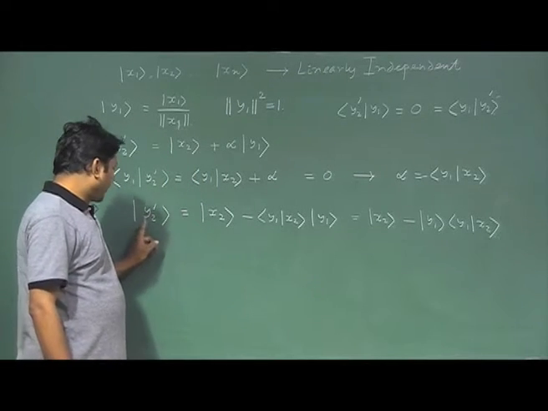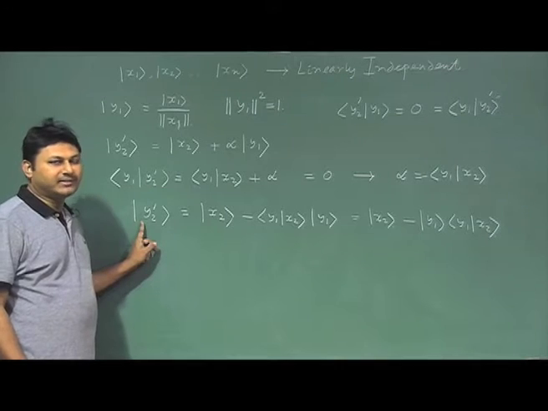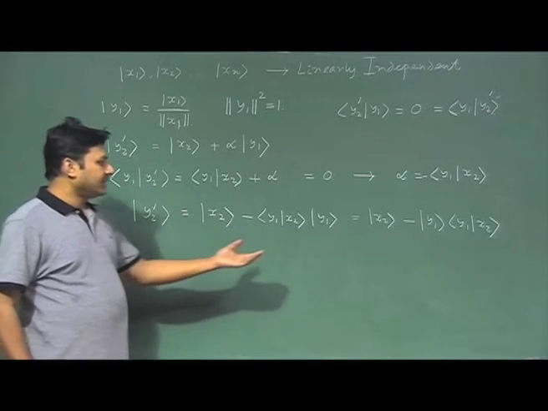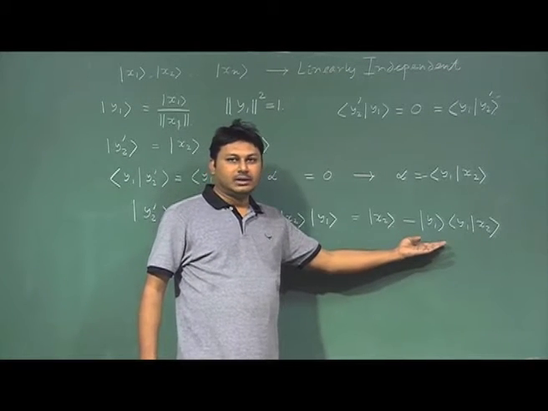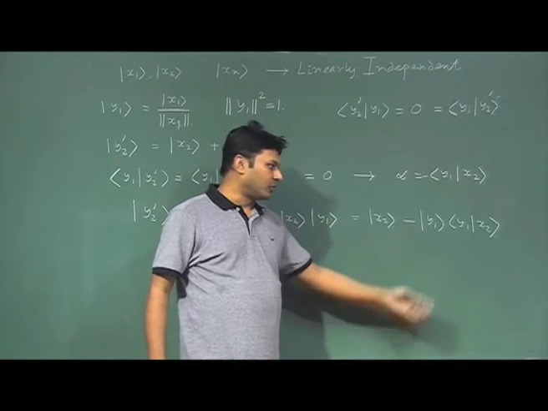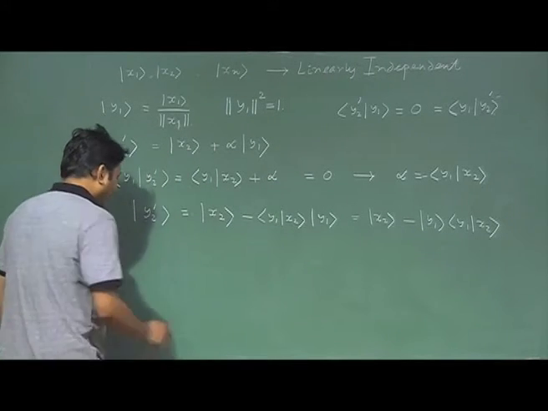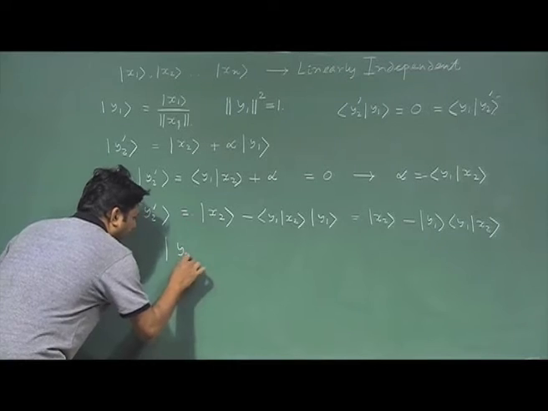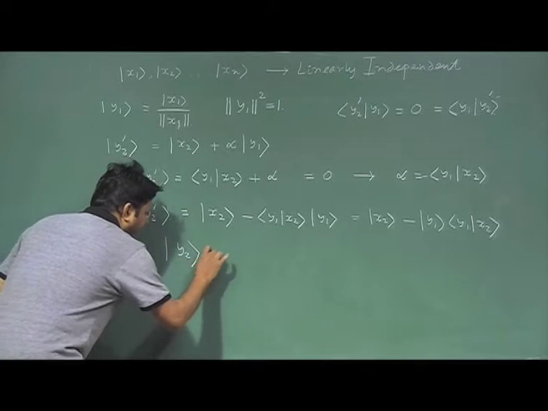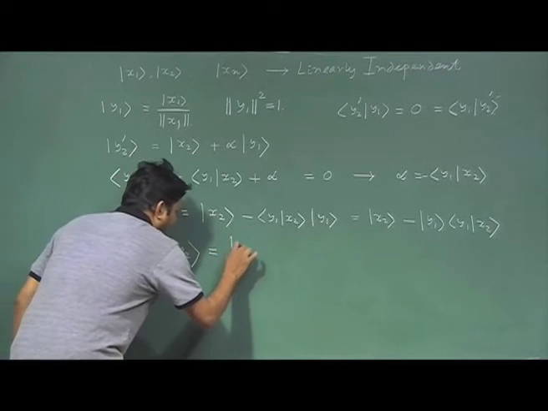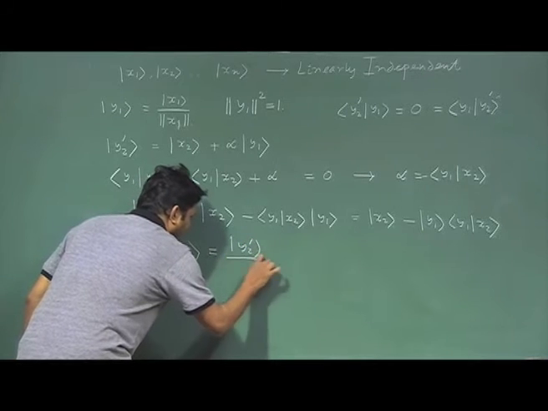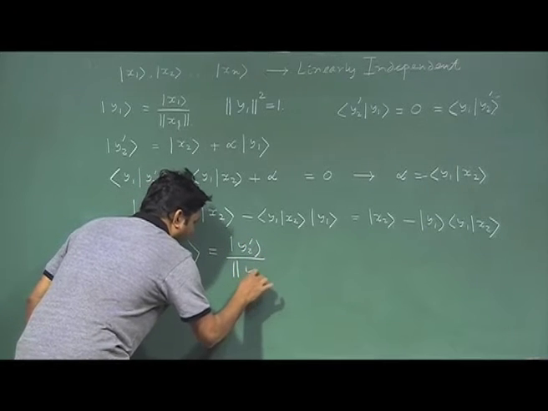Why is y2 prime written here? Let me explain quickly. This vector is obviously not normalized. So in order to make it normalized, I will write my y2, the original vector, as y2 prime divided by the norm of y2 prime.